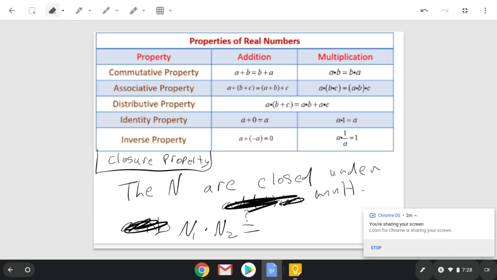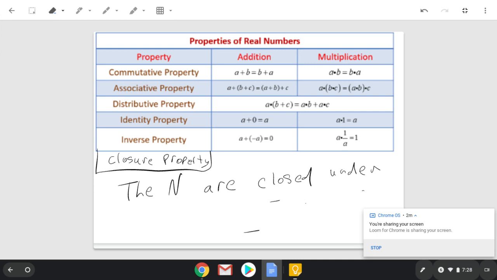Let's say we were asking the question about division. All right, and this is pretty easy. If you understand what I mean by closed or closure, you'll know the answer to this pretty quick. But do the natural numbers show closure under division? So if you take two natural numbers and divide them, do you always get a natural number? And the answer is no.